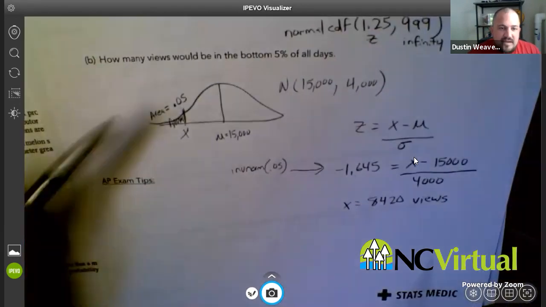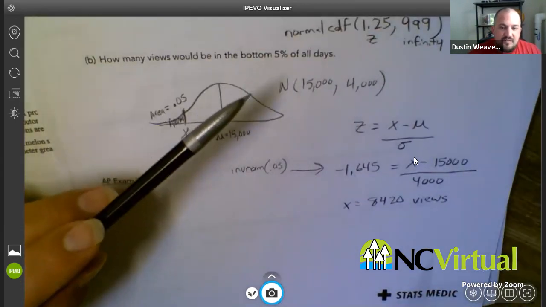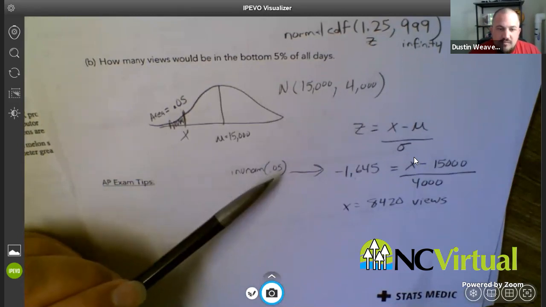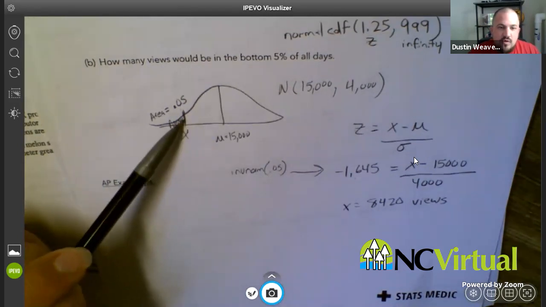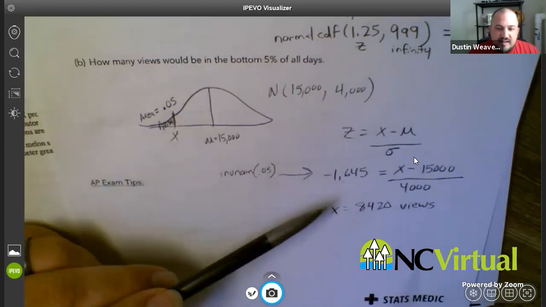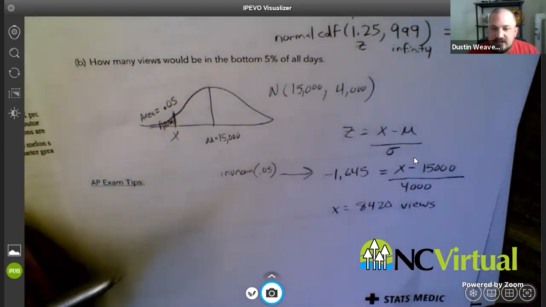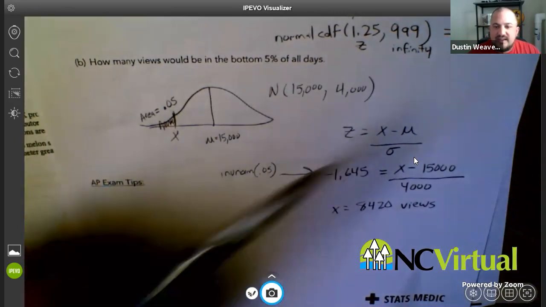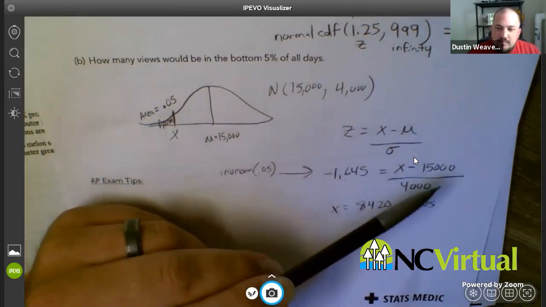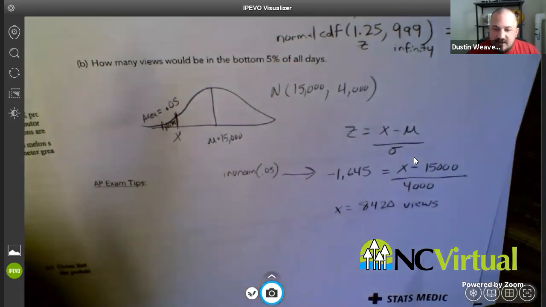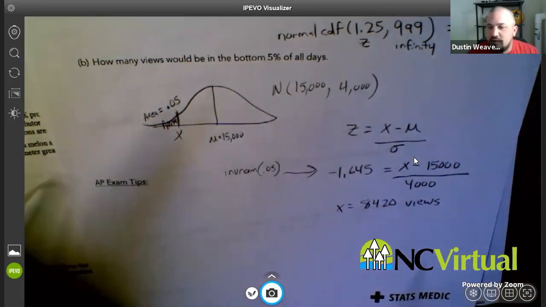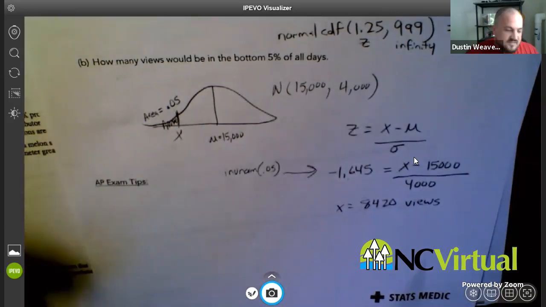B, how many views would be in the bottom 5% of all days? To do that, you have to go to inverse norm of 0.05, and you get a Z-score for the bottom 5%. That's negative 1.645. Then you want your mean and your standard deviation, and you're going to end up solving for X. You would multiply both sides by 4,000 and then add the 15,000.